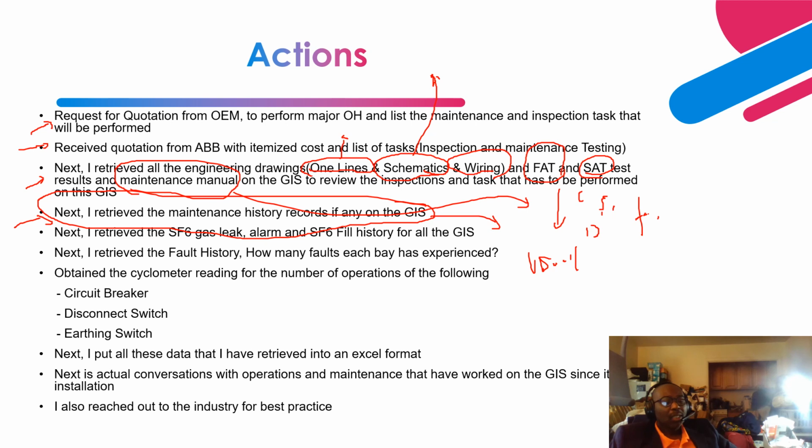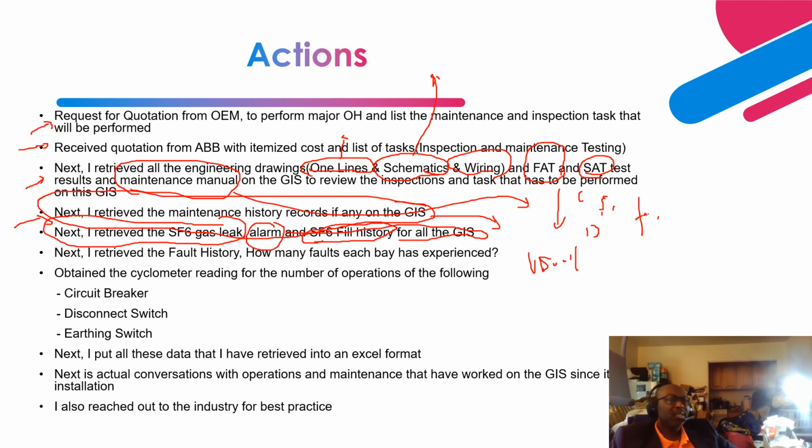Then next, you can obtain from operations any SF6 gas leak that has occurred, any alarm due to SF6 gas leak, and any SF6 fill history. Because once you have a gas leak and you check and validate that it is really a gas leak, then you have to top it up with SF6. You do that in collaboration with the OEM. So those are all the information that I obtained from operations.